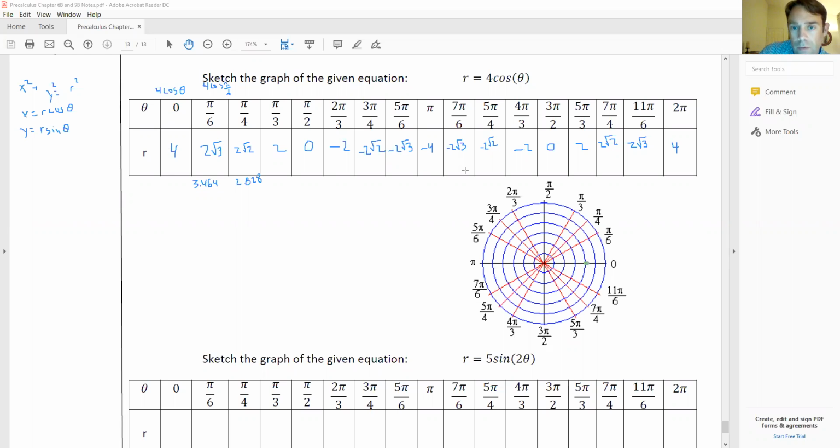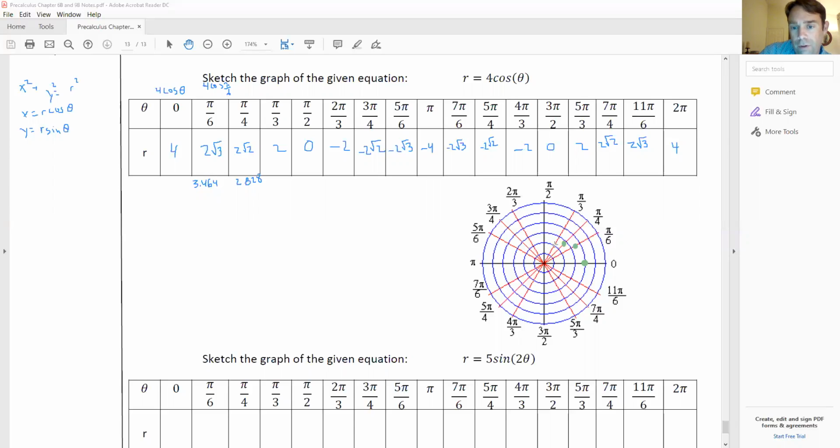That was a little off. Let's see if I can be a little better than that here. There we go. Then at pi over 6, I'm at 3.464. That's about 3.5, so I'd be right about there somewhere. And then at pi over 4, it's 2.828, so that's a little bit below.